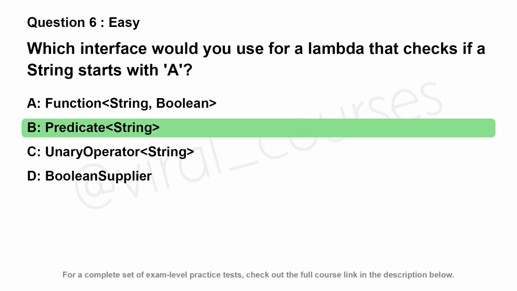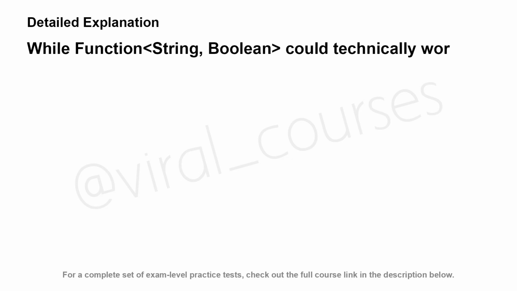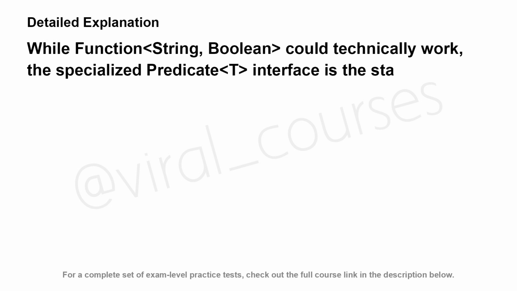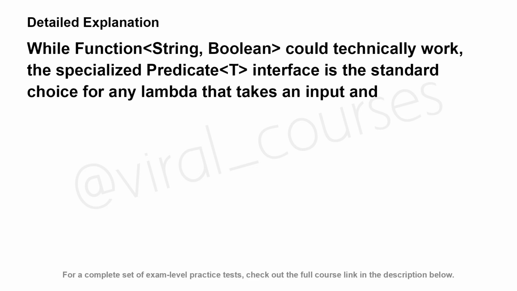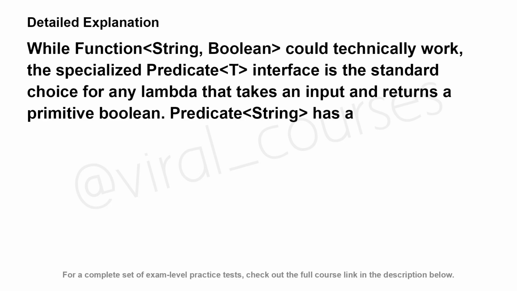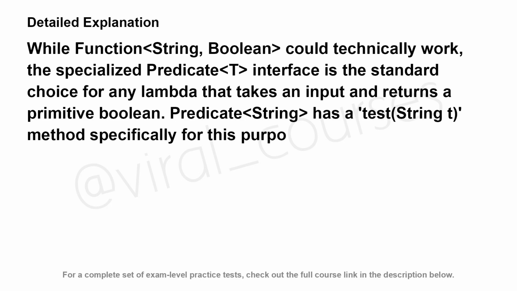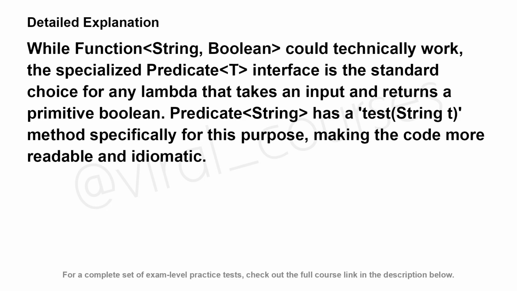The correct answer is B. While Function<String, Boolean> could technically work, the specialized Predicate<T> interface is the standard choice for any lambda that takes an input and returns a primitive boolean. Predicate<String> has a test(String t) method specifically for this purpose, making the code more readable and idiomatic.